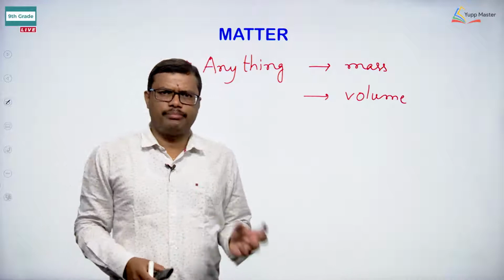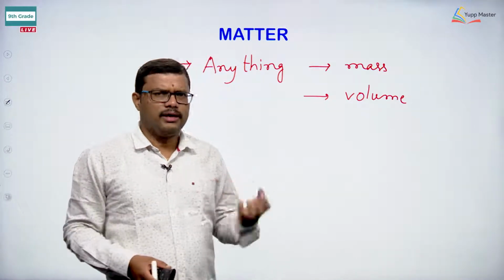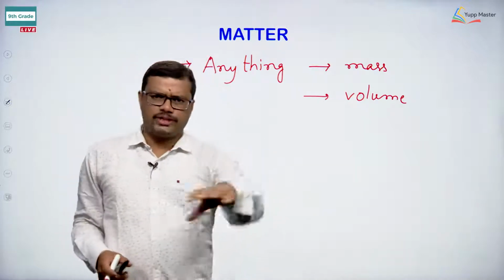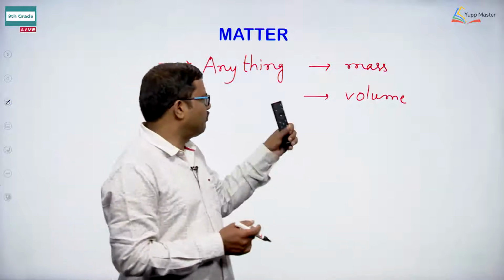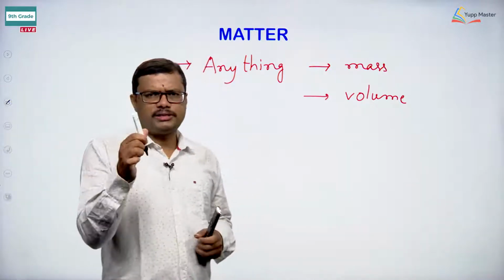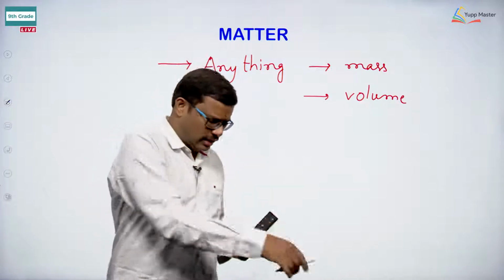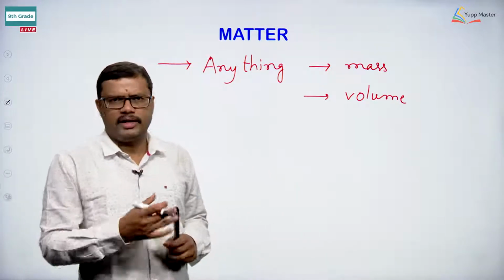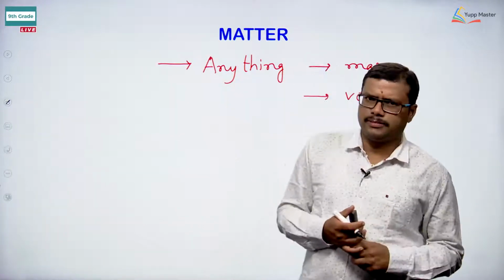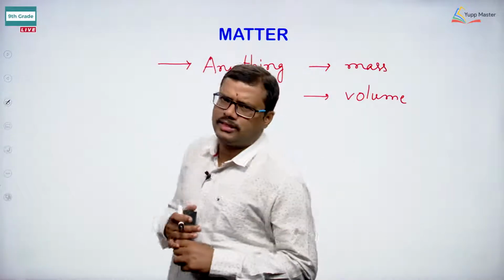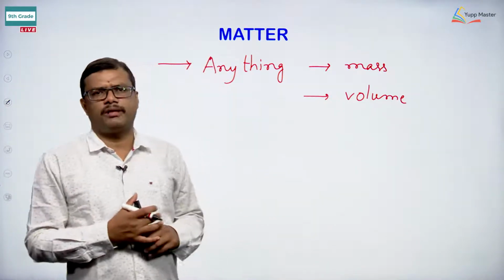A book, for example, is matter. It has some mass, so it weighs something, and it occupies some space when you keep it on the table. So it has mass as well as volume. This pencil, this marker, has a weight and occupies some space if I keep it on a table. Chemical substances also have some mass and occupy some space. Air is also a best example of matter.